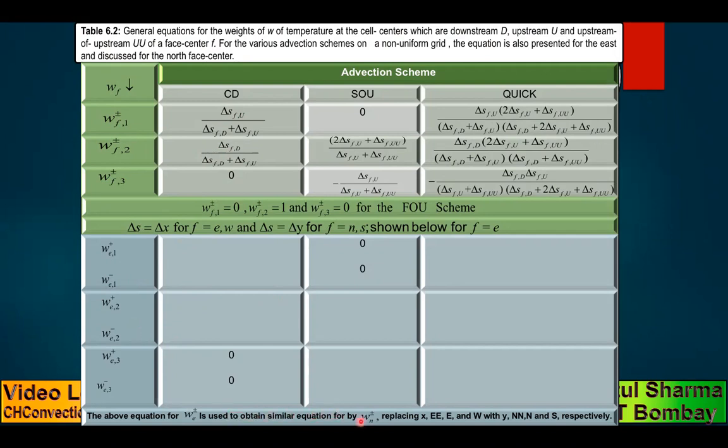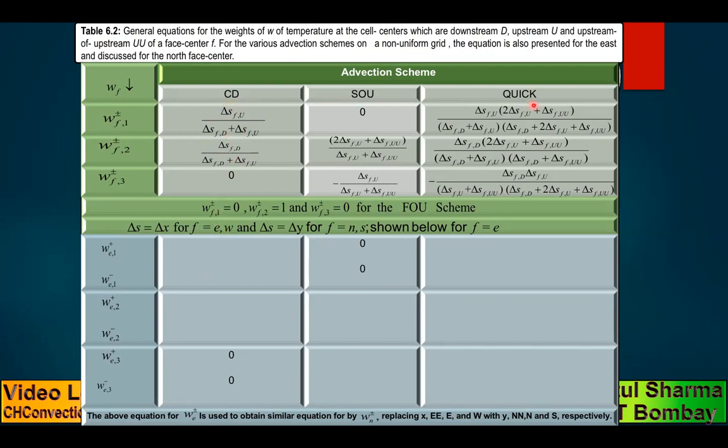You can obtain a similar expression for WN, where you have to replace X with Y, capital E with capital N, and capital W with S. Okay, so I'm showing you a general expression in terms of delta S, where for east and west faces, this S is equal to X, and for north and south, this S is equal to Y. Now, here I'm showing you for central difference, second order upwind, and QUICK.